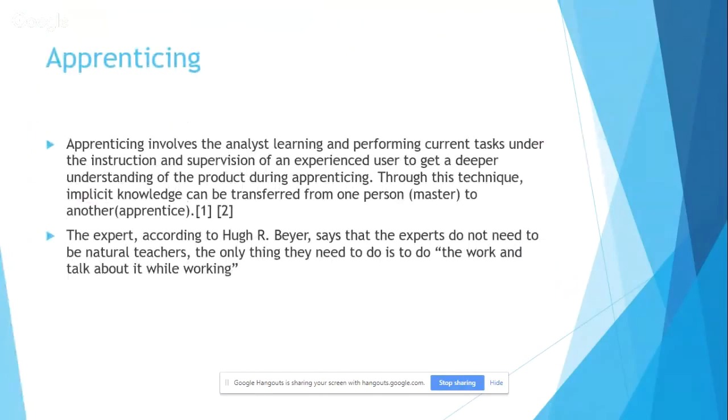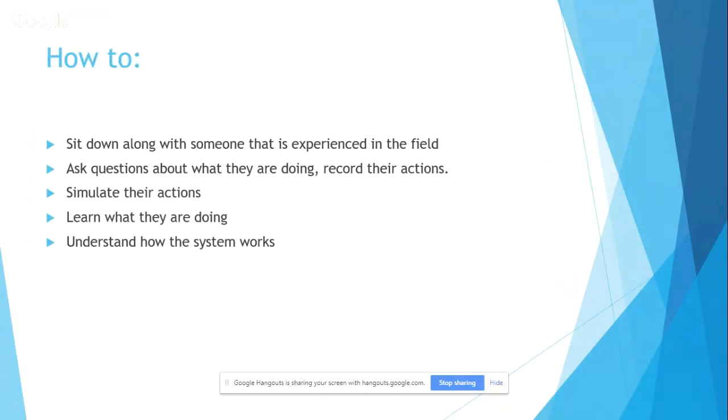Apprenticing involves you, the analyst, learning and performing current tasks under the instruction and supervision of an experienced user to get a deeper knowledge of the product. During apprenticing, with this technique, implicit knowledge can be transferred from one person, the master or teacher, to another, the apprentice, or yourself. To put it in lame terms, it is basically asking someone for help that has the skills that you need, right?